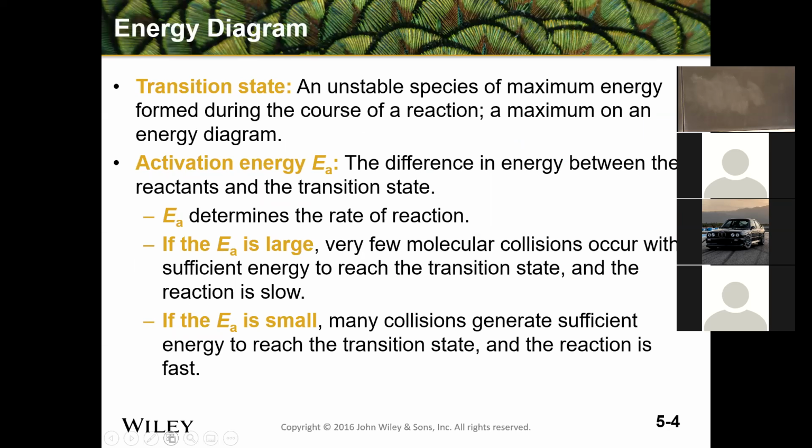Okay, this is a definition of different parts of the curve. The transition state is an unstable species of maximum energy formed during the course of a reaction. A transition state is so short-lived it's very difficult to observe. The activation energy is the difference in energy between the reactants and the transition state.